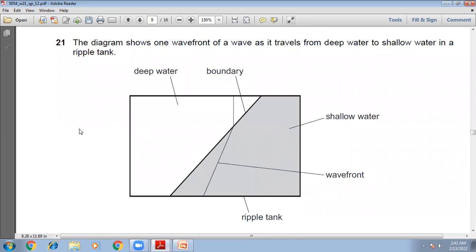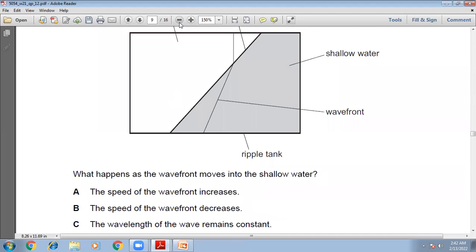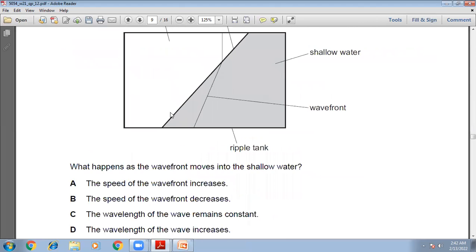The diagram shows one wavefront of a wave as it travels from deep water to shallow water in a ripple tank. So here we have the shallow water. This is the wavefront, and this is the deep water. So it entered here, so you can see this. What happens as the wavefronts move into the shallow water?